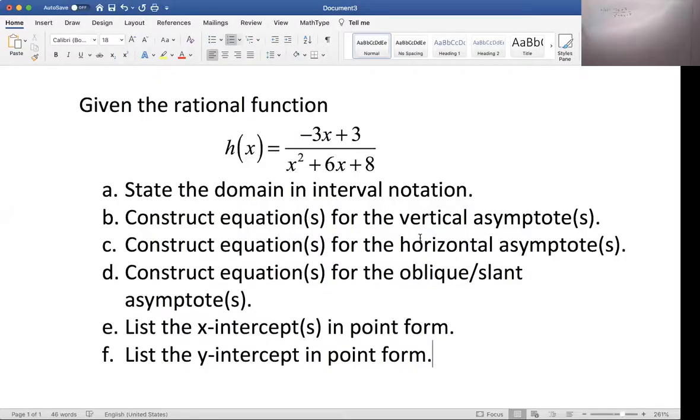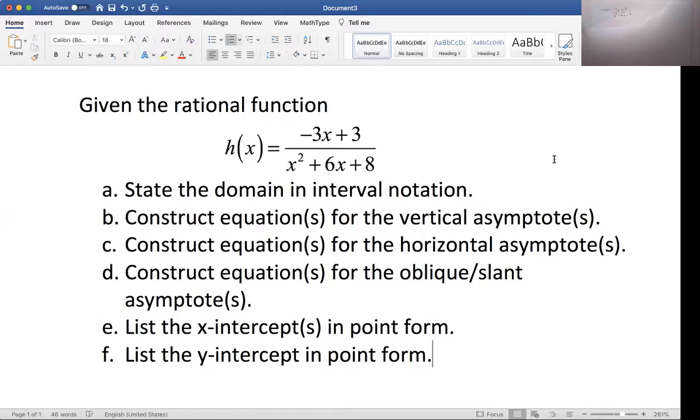So this question, we're given h of x is negative 3x plus 3 over x squared plus 6x plus 8. We want to find the domain. We want to find vertical asymptotes, horizontal asymptotes, slant asymptotes, x-intercepts, and the y-intercept for this function. So let's start with the domain.